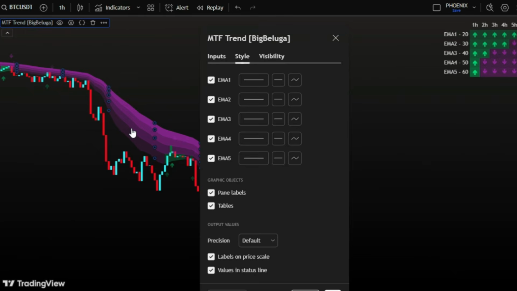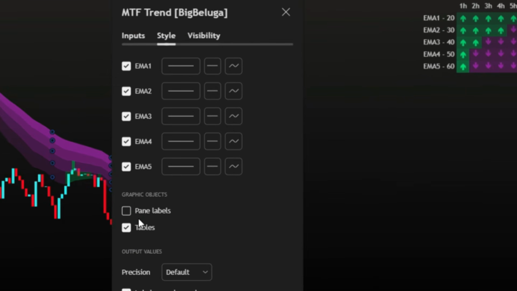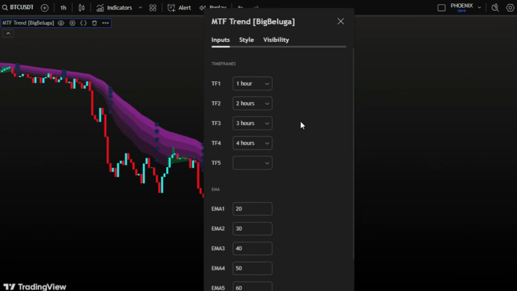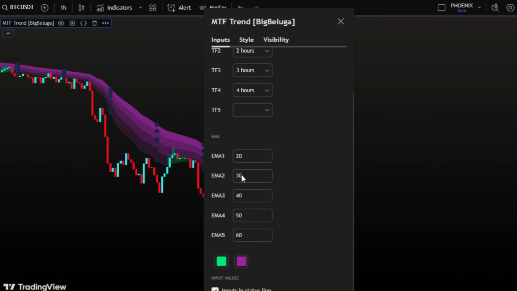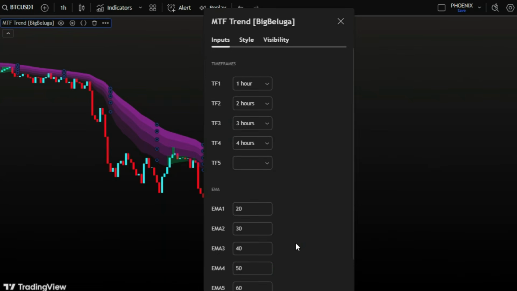If you double click on it and head to the Styles tab, you can uncheck the tables, since you won't really need them that much. Then when you go to the inputs, you'll see settings related to different time frames that you can adjust depending on the asset you're trading. Along with that, you'll notice 5 EMA values, which make up the structure of the band, and this part is extremely important to pay attention to when you're opening positions.